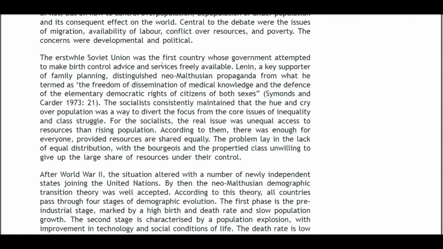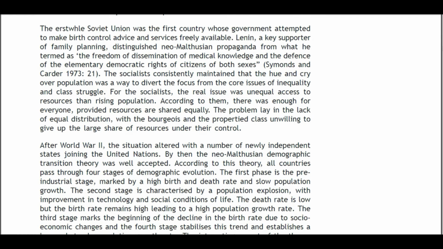For the socialists, the real issue was unequal access to resources, not rising population. According to them, there was enough for everyone, provided resources were shared equally. The problem lay in the lack of equal distribution, with the bourgeoisie and the trading class unwilling to give up the large amount of resources under their control.